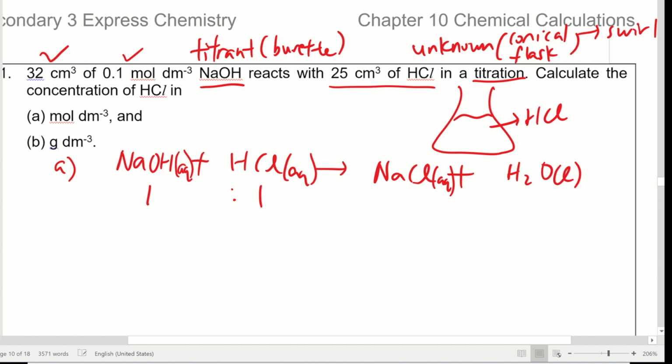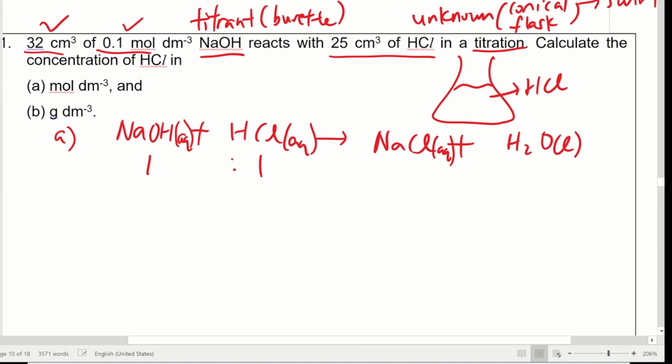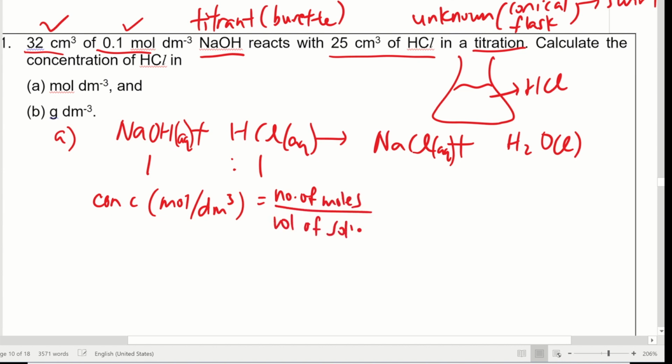So I have volume, I have my concentration. I always need to find the number of moles. Recall concentration in mole per dm³ is equivalent to number of moles over volume of solution. Have this habit of writing the steps, writing the equation down.